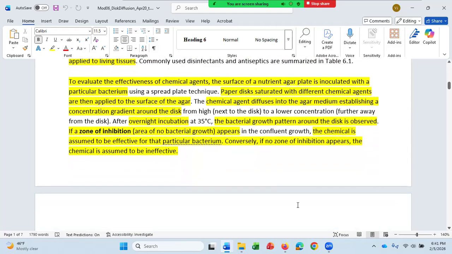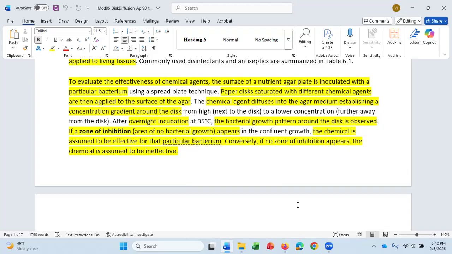All right. To evaluate the effectiveness of chemical agents, the surface of a nutrient agar plate is inoculated with a particular bacterium, and you spread the bacteria all over the plate. A paper disc, saturated with a different chemical agent, is applied to the surface of the agar. The chemical agent will diffuse into the agar, establishing a concentration gradient around the disc. You then incubate the plate overnight and look at the growth pattern around the disc.